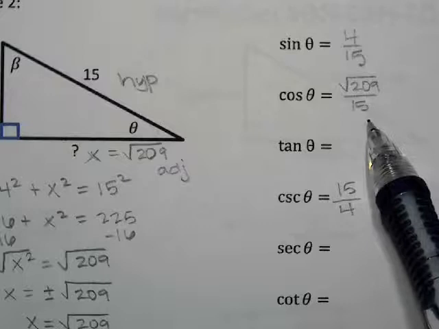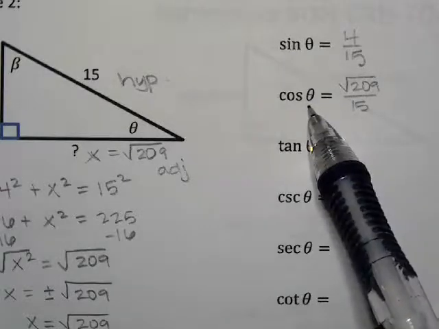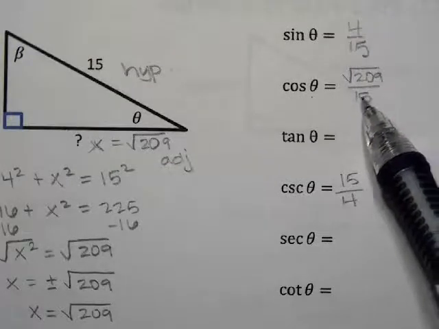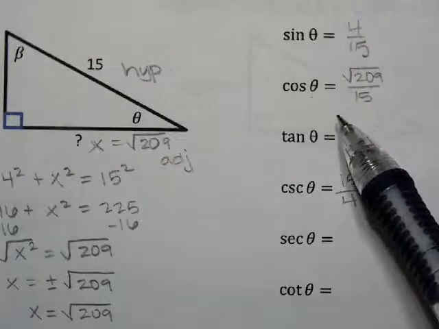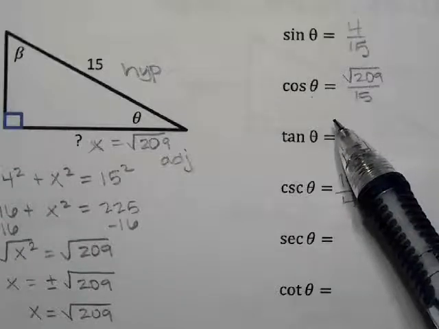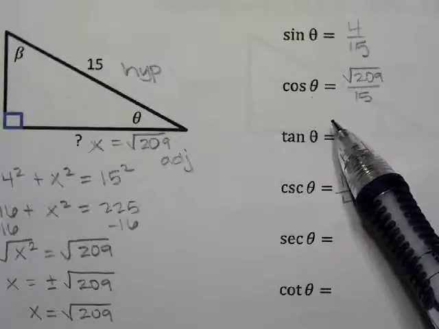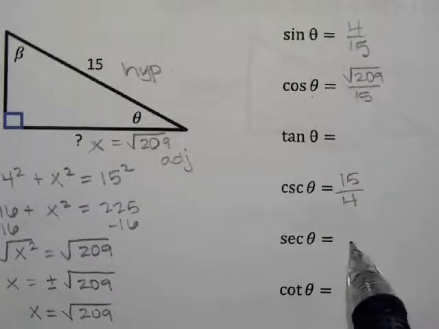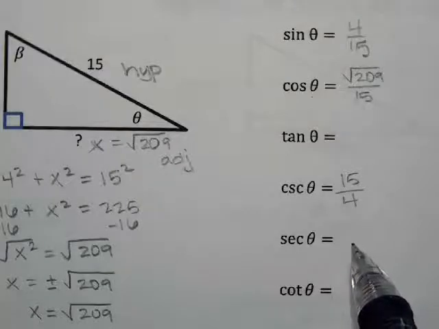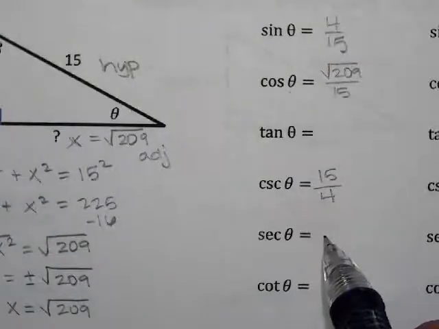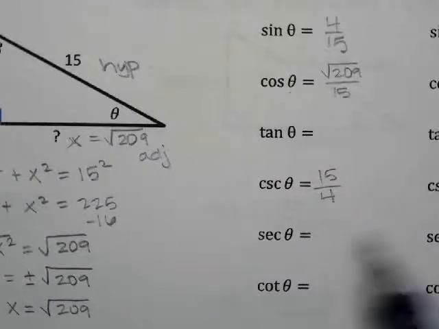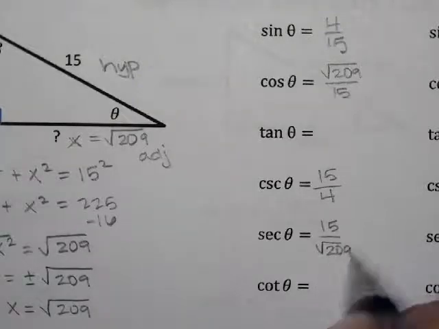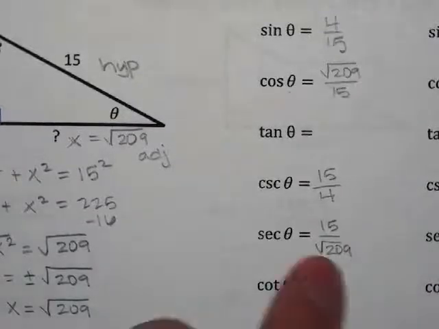All right, so since cos is kind of nice, it's got the radical on top, that means that the reciprocal for it, the one that it goes with, is not going to be very nice. Which one does it go with? It goes with secant. Okay, so let's go down to secant. We're going to have to do some math to figure this one out. So let's go ahead and flip it. What's the flipped version? 15 over root 209. And so what I'm going to do, since I don't have room to write the final answer, I'm going to go ahead and do this math off to the side.